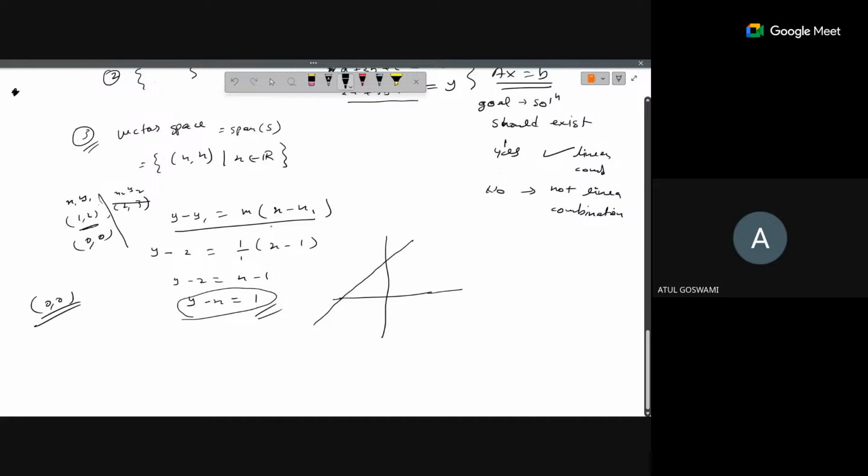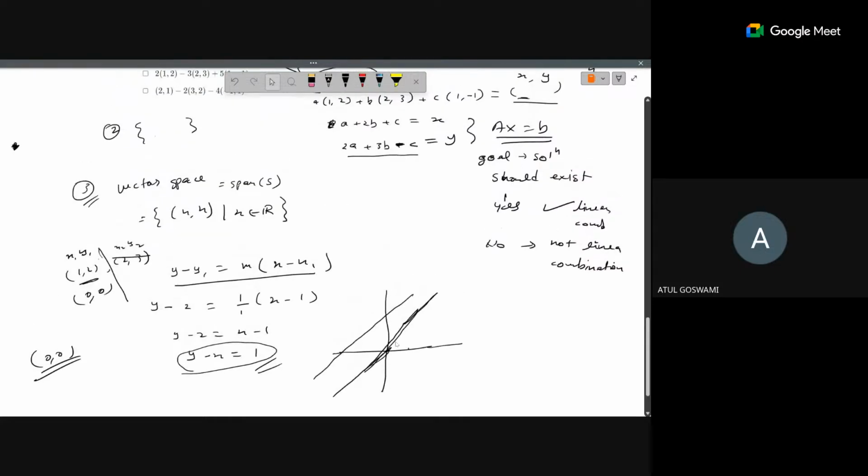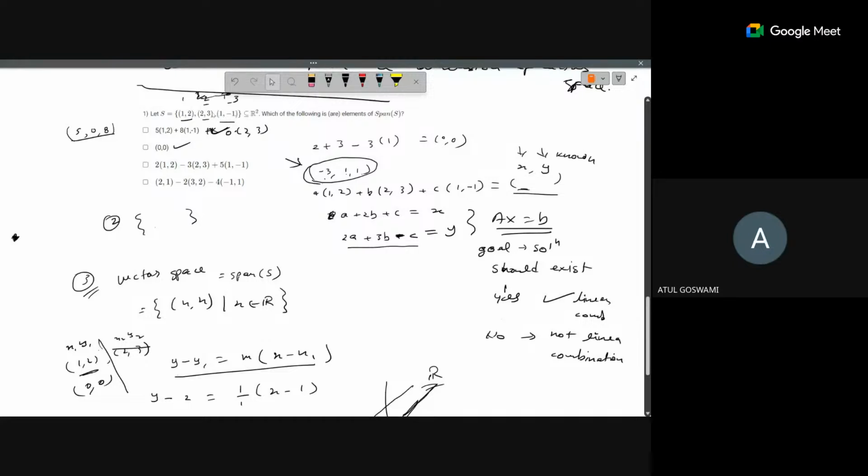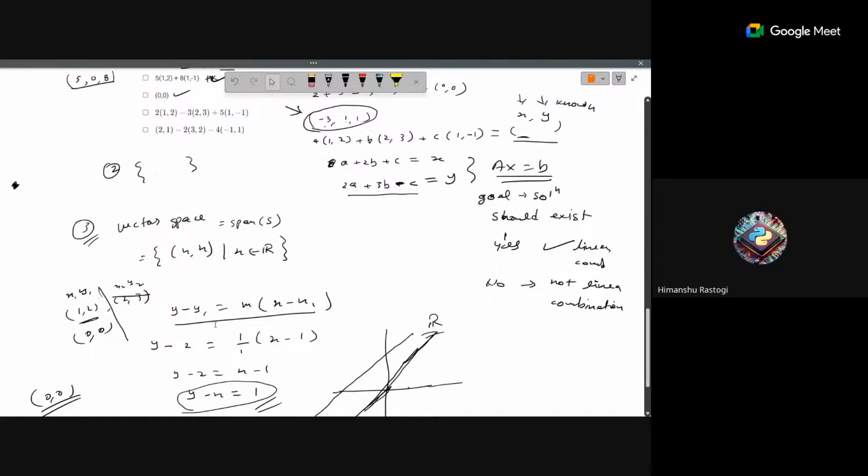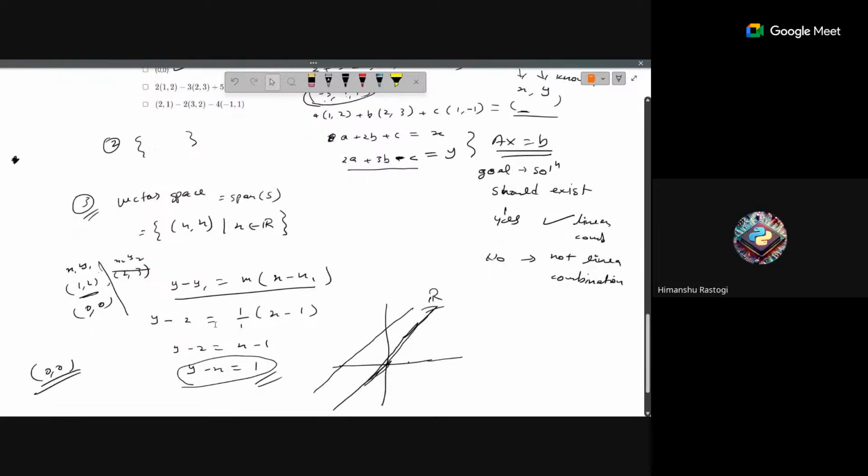Then we take (1, 2), this point and this point. Then it will be a line. Okay, but this is not R2. This is in R. Okay, the line is in R. What will be the basis of this span? The basis of this is any of the two. Suppose (1, 2) and (2, 3), this is the basis.